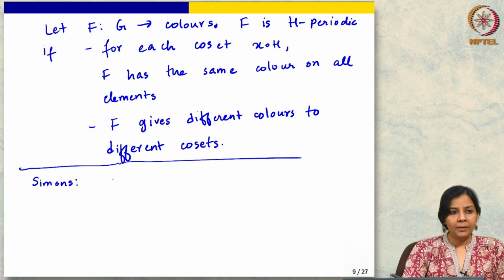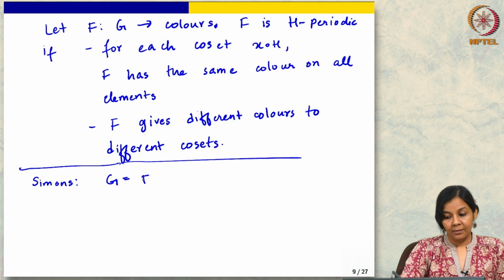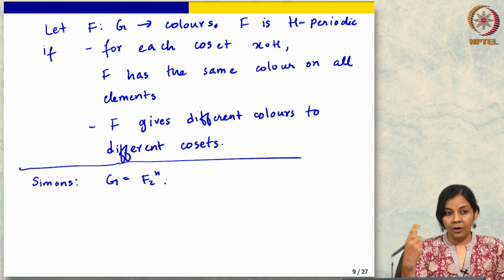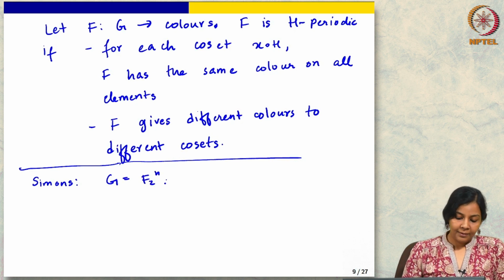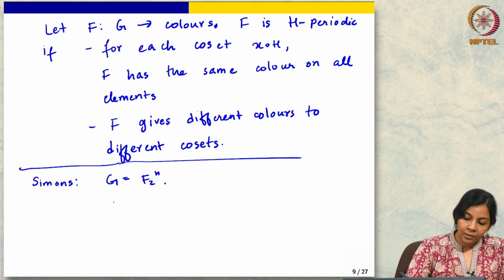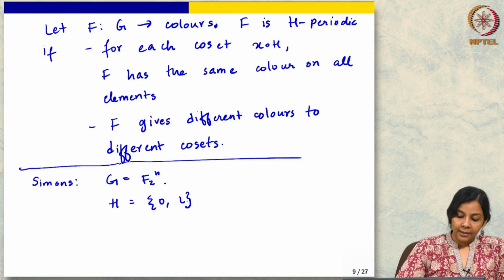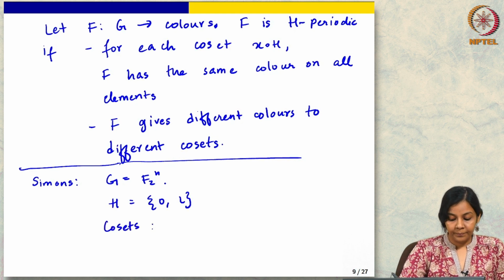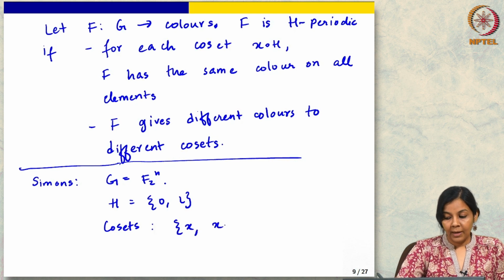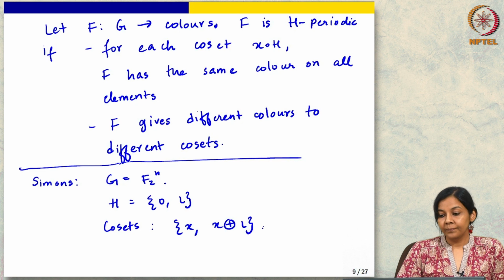F2 to the n. Yeah, I guess you are thinking of the generalization. Okay, so what is H here? Just 0 and L, right? And what are the cosets? X and X plus L, right?